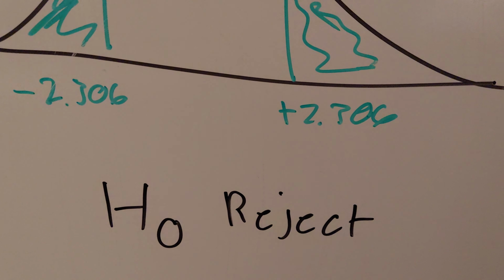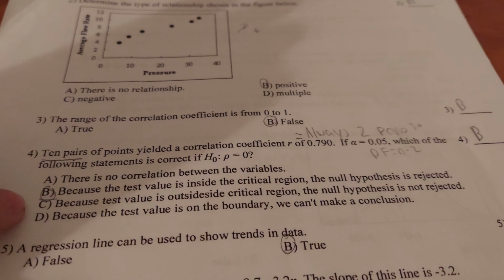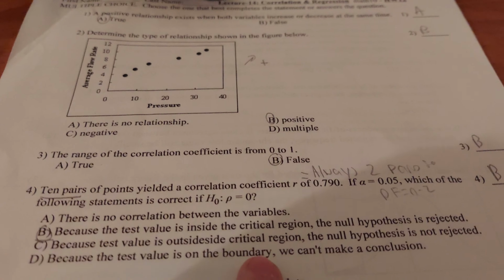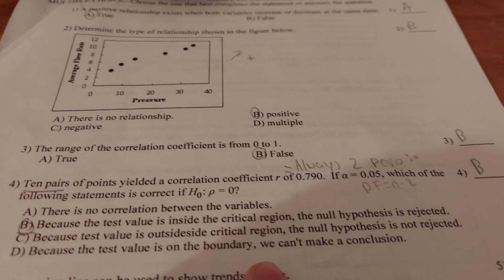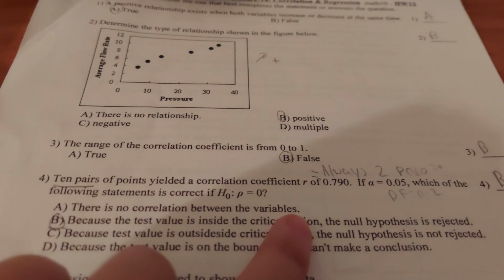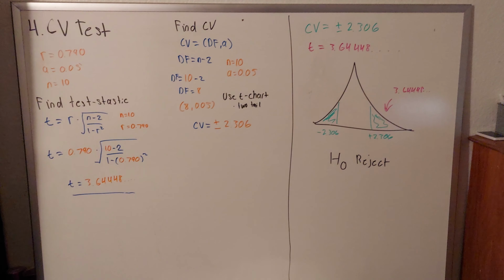So here's our answer. But how do we put that in the homework? Now that we know that the null hypothesis is rejected, we can cross out A, B, and C. So it's going to be B, because the test value, as shown there, is inside the critical region. The null hypothesis is rejected. And our answer is B. And here is all the work.